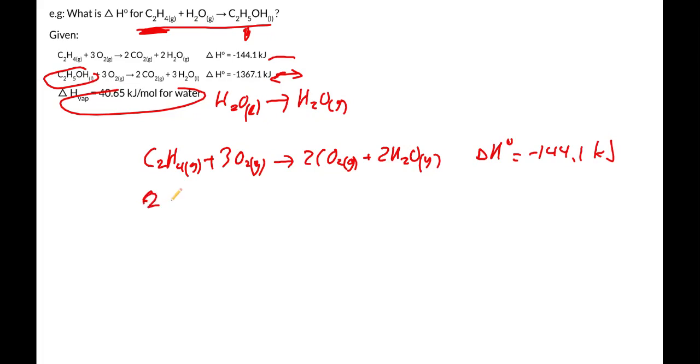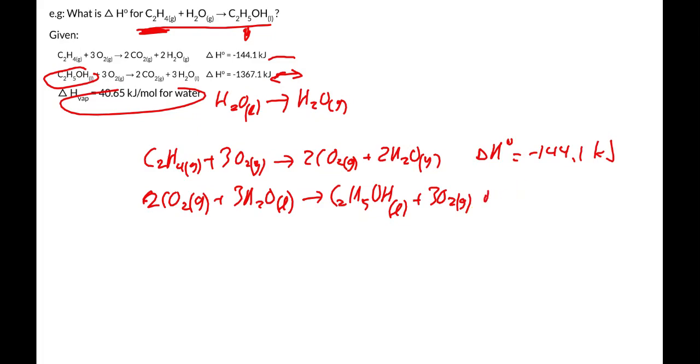2 CO2 gas plus 3 H2O liquid makes C2H5OH liquid plus 3 O2 gas. Delta H for this process is going to be the negative of the delta H that I was given because I switched it around. I reversed it. So it's positive 1367.1 kilojoules.